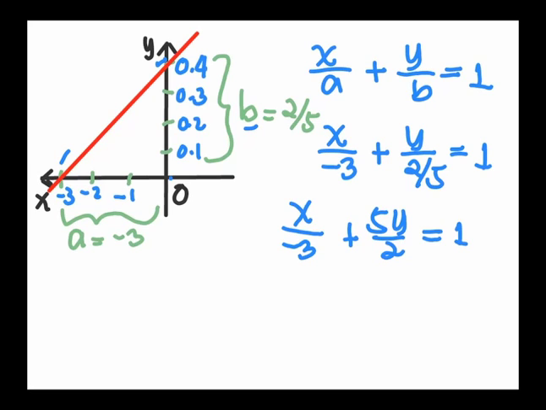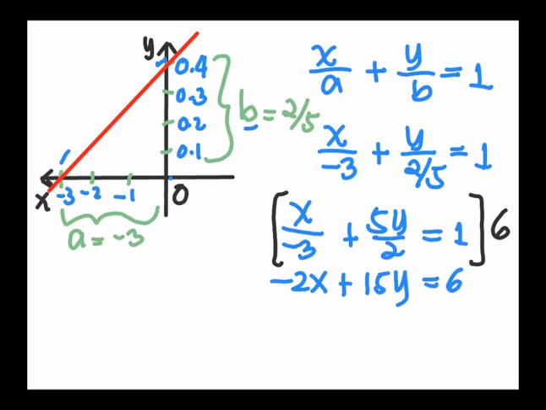Multiplying the whole equation by the LCM of the denominators, which is 6, we can simplify it further. Then we'll have 6 divided by negative 3 is negative 2 times x. So that will now be negative 2x plus 6 divided by 2 is 3 times 5 is 15, so that will be 15y equals 6. This is actually the equation of the line in standard form.